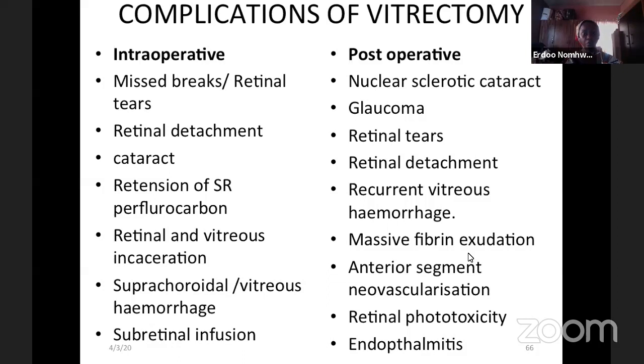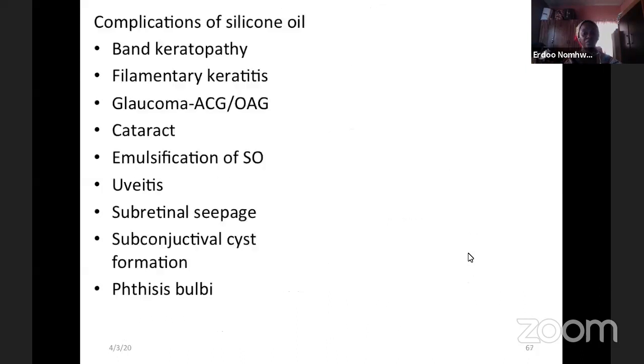Then some of the post-op complications are nucleosclerotic cataract. Patient can end up with glaucoma. If you use any of the oil, there could be pupillary block glaucoma. If you use silicone oil, it can also be retinal tears. You can have a detachment, recurrent vitreous hemorrhage. You can have massive fibrin exudation, anterior segment neovascularization, the retinal phototoxicity from the light source, which is being shown onto the retina, can actually cause damage to some of the RPE cells. And then patient can end up with endophthalmitis.